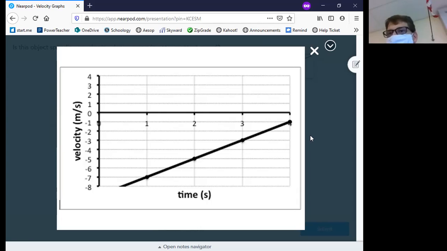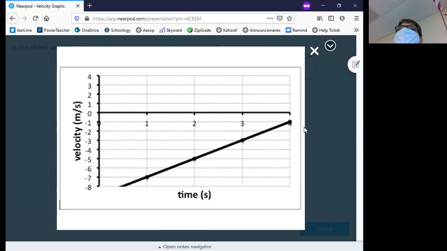Now, just a reminder, looking back at your notes, what did we say? How does a velocity graph tell me how fast? If it's far away from the t-axis, it's fast. If it's close to the t-axis, it's slow. So I'm going from far away from the t-axis to closer to the t-axis. So this thing's slowing down, okay?